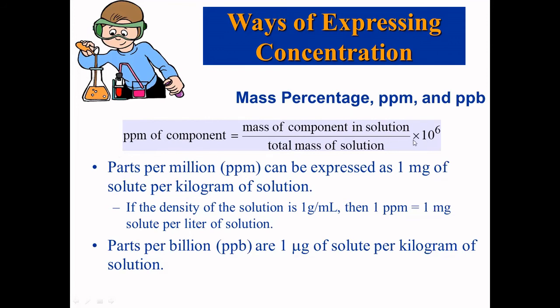If you divide by 1 million then multiply by 100, that's the percentage of that particular component in your solution. The reason why it's multiplied by 1 million, as I've said, is because this normally, most of the time, is very small.